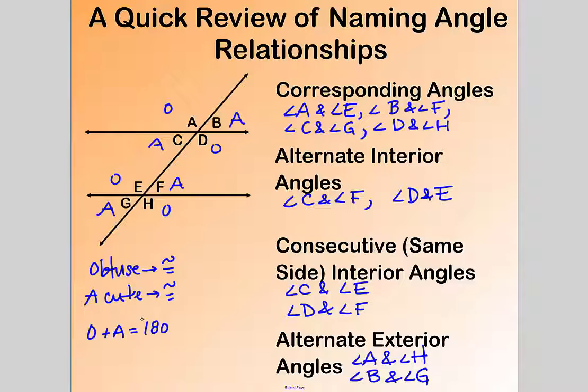supplementary. So when I look at my corresponding angles, I'll see that all of my corresponding angles have the same letter, so those would be congruent. All of my alternate interior angles would also be congruent. My consecutive interior angles would be supplementary, and my alternate exterior angles would be congruent.